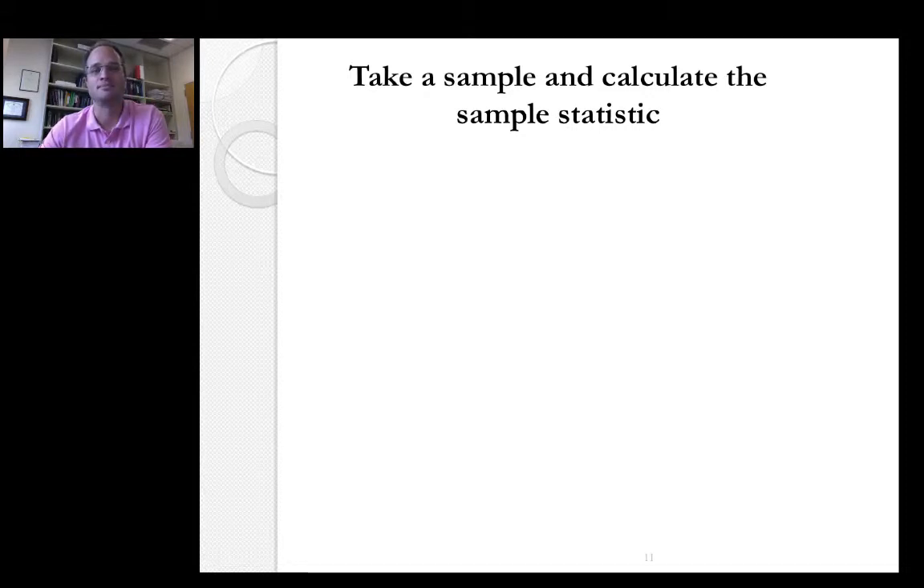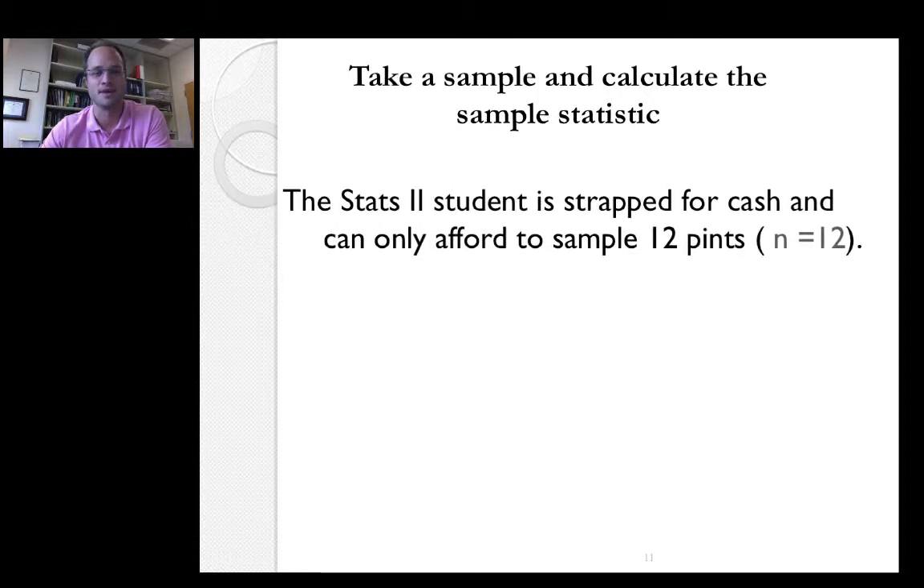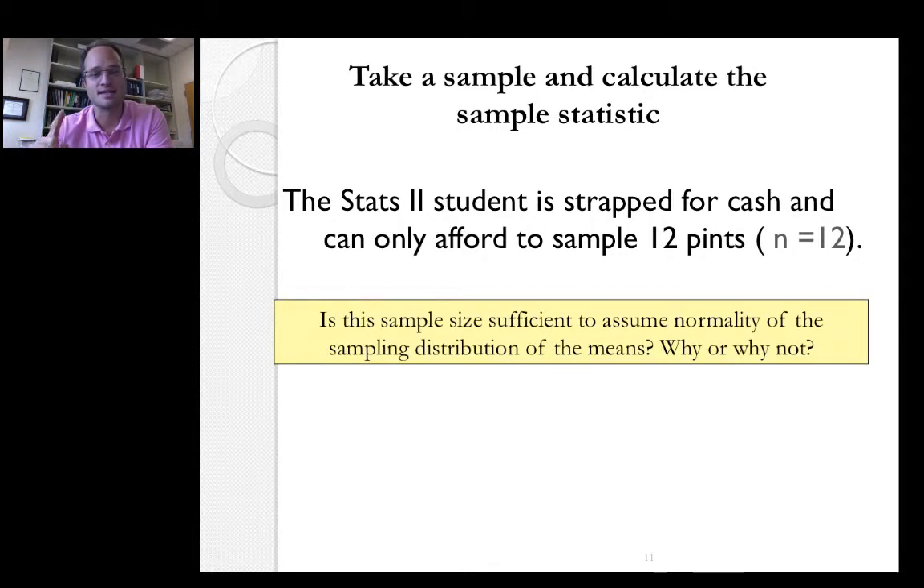We have to take a sample and calculate the sample statistic. In this case, the student is, let's say, strapped for cash and can only afford to sample 12 pints. So we have a very small sample. But we realize that this sample size is sufficient to assume normality of the sampling distribution. The reason is the earlier assumption in the previous slide that the population itself, the population of ounces in a pint of beer, is distributed normally. So any sample size would be sufficient. If I didn't have that assumption, then we couldn't assume normality of the distribution of sample means.